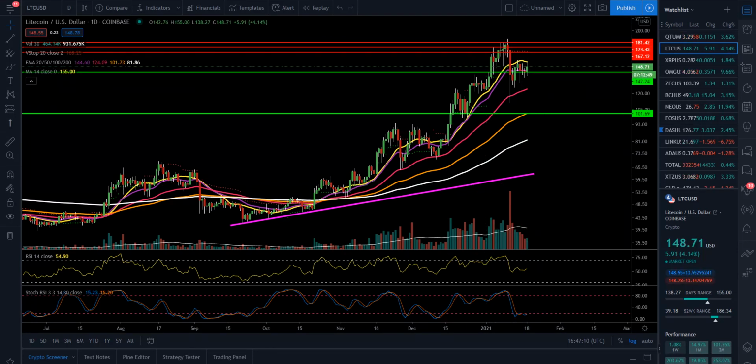And the thing that's a benefit for us here, the RSI, the relative strength index, is not in that overbought territory. We're not sitting at 150 while our RSI is up in the 80s or 90s. We're back around 54.